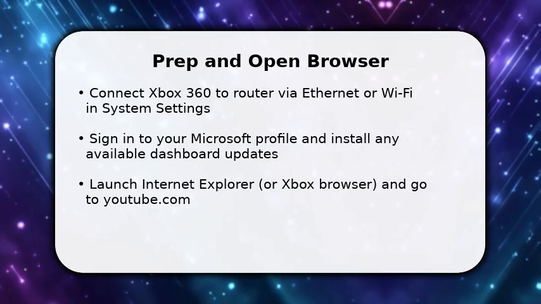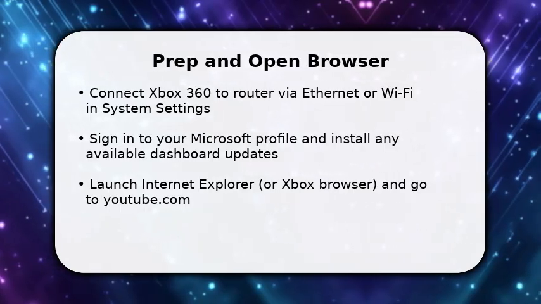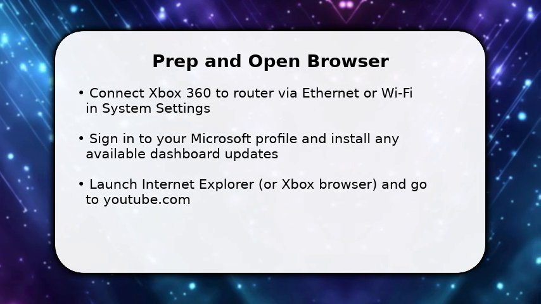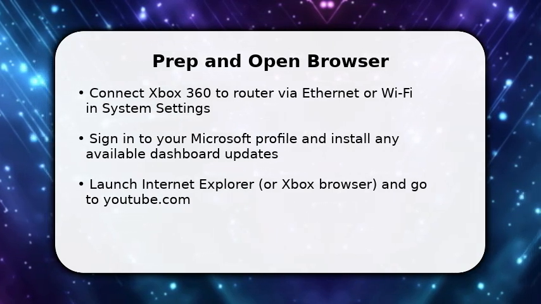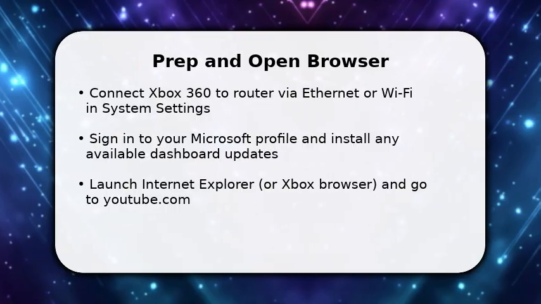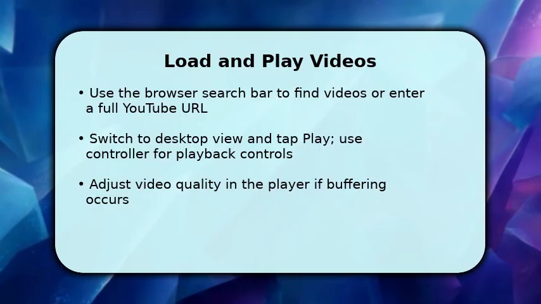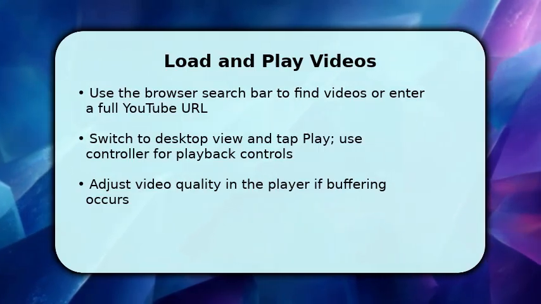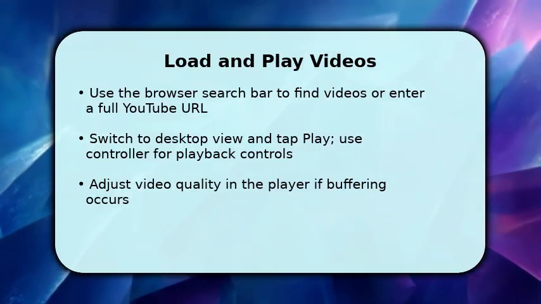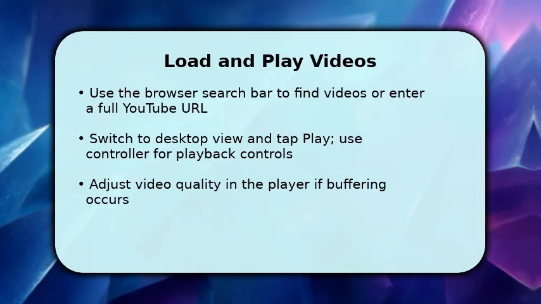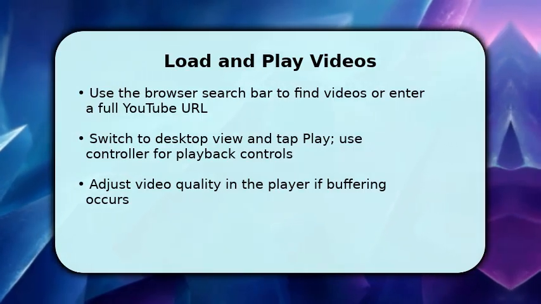Make sure the browser is in desktop mode if prompted, which improves playback compatibility and reveals the full player controls. You should now find a video using the search box or paste the full URL into the address bar. Once the page loads, switch to desktop view to get the standard player. Press play and control playback with the controller: skip, pause, seek, and change volume.